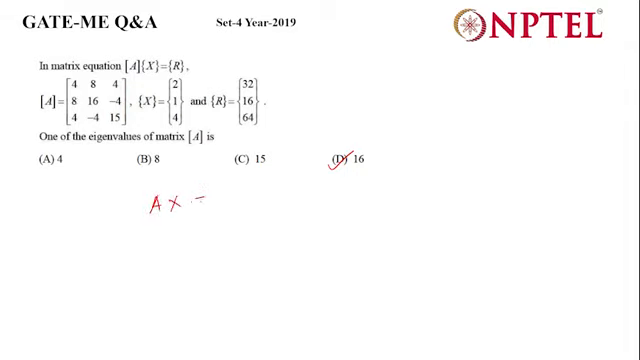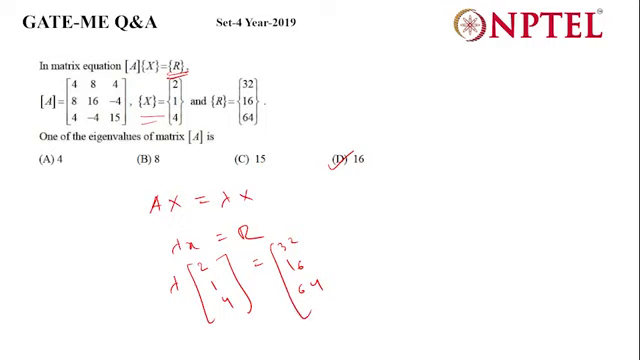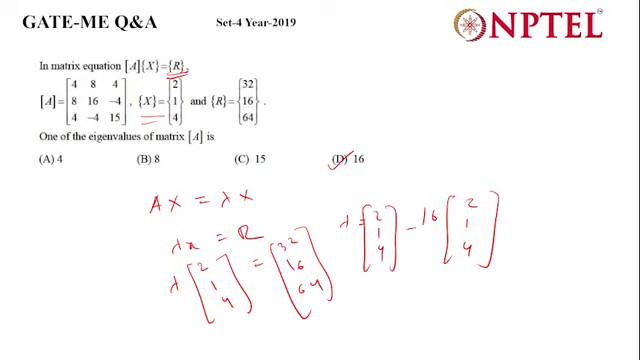What is your equation? Your equation will be this. Here, lambda x is given as r, and your x is given also. So you just have to put it here. Lambda x equals r, and lambda you have to find. Your x is 2, 1, 4. Here you will write 32, 16, 64. If you take 16 out, it will be 16 times 2, 1, 4. So lambda times 2, 1, 4 equals 16 times 2, 1, 4. So from here you can say that your lambda is 16.